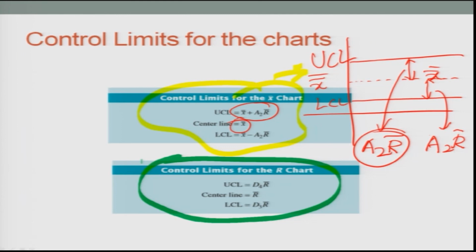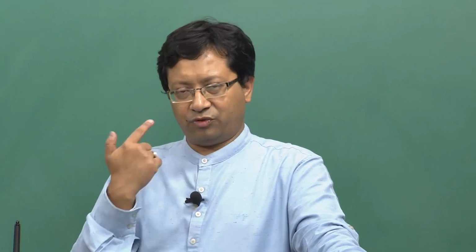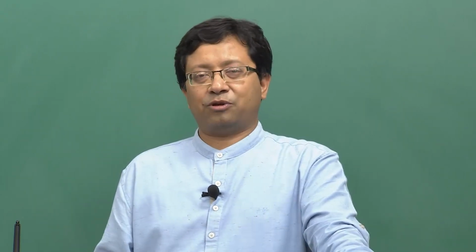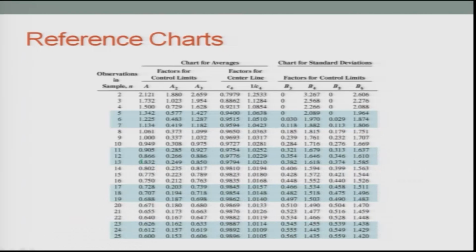So, the central line is given by R bar, and the positive and negative fluctuations would be given by D4 R bar and D3 R bar, depending on what the values of D4 and D3 are, predefined based on the sample size which you are taking, which is n, and also the number of times you are taking the sample, which is m. So, these reference charts are definitely used.